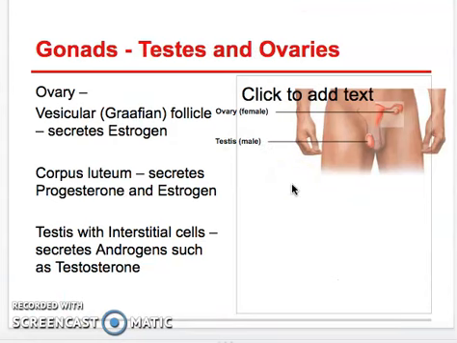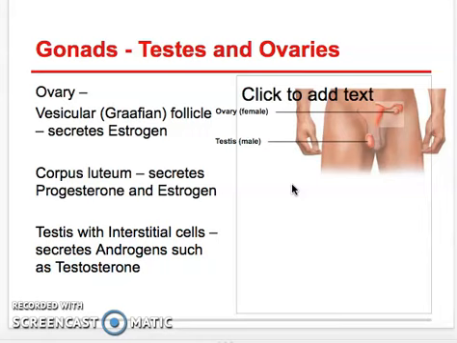And we're going to wrap this up with the gonads, the testes and the ovaries. In the ovary, during the ovarian cycle, the follicle where the egg matures is called a vesicular follicle just before ovulation. And the vesicular follicle is going to produce estrogen. After ovulation, the vesicular follicle kind of collapses in on itself, forming something that's called the corpus luteum. And the corpus luteum secretes progesterone and estrogen, and this helps with early pregnancy.